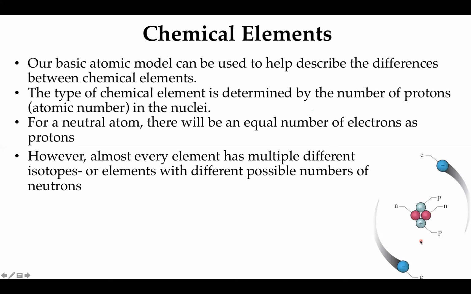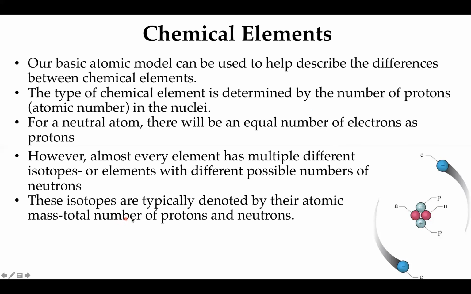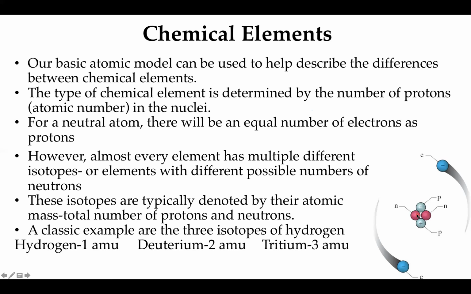The way we describe two species of the same element with different numbers of neutrons is we call them isotopes. So isotopes are mostly going to be denoted by their overall atomic mass, or again, that combined number of protons plus neutrons. So one of the great examples of isotopes that you'll occasionally run into, and is so important that we give each isotope its own name, is hydrogen.